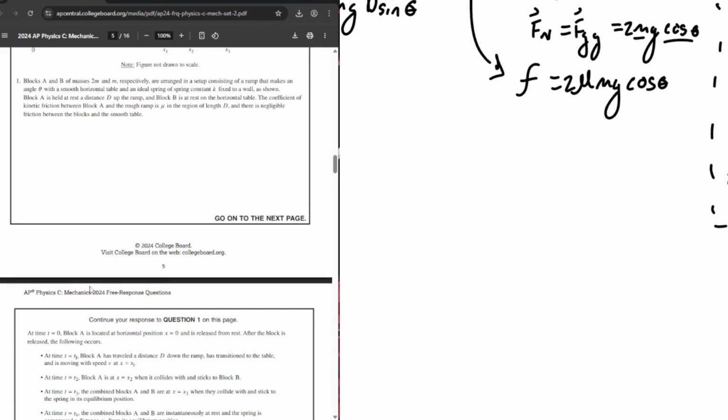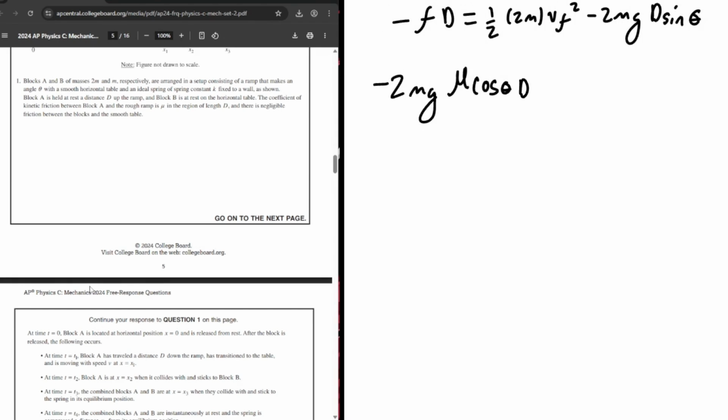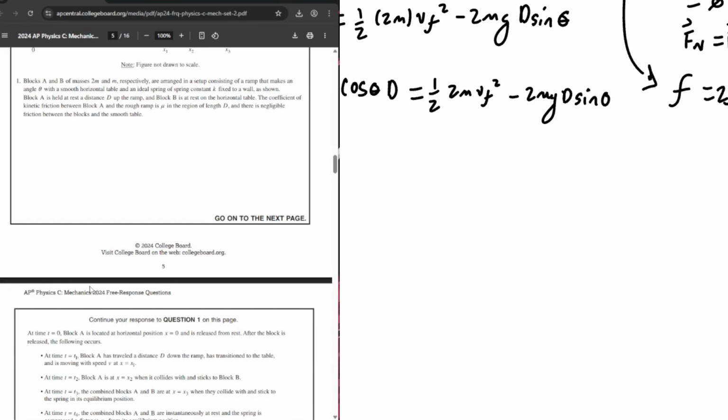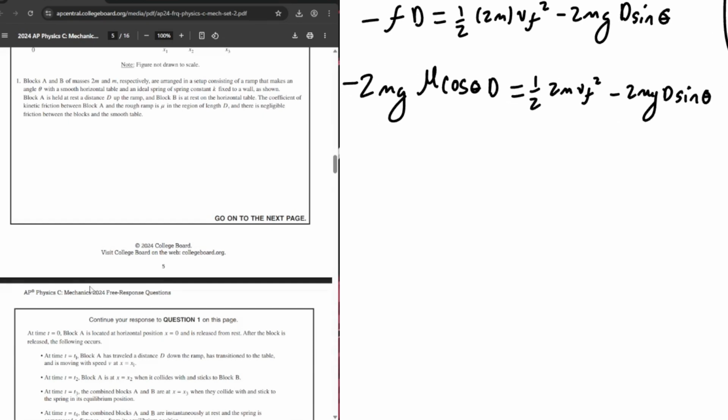So all right, next question. Let's sub in what we got. So 2 mg mu cos theta times d is equal to 1/2 2m v final squared minus 2mg d sine theta. So earlier I said I left the 2m for a reason, and you're about to see that reason: it's on every single term of my equation on both sides, so I can cancel it. So there's 2m here, there's 2m here. For example, if this one didn't have 2m, I can't cancel it, right? That's just how math works.